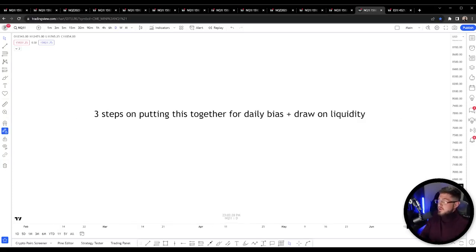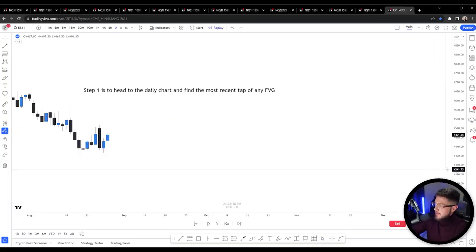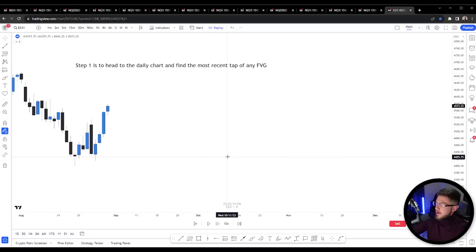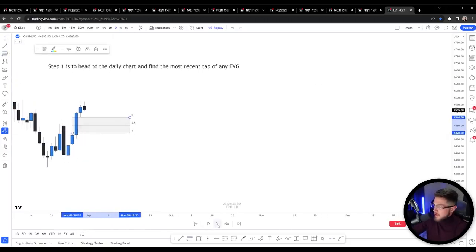Now, let's go ahead and get started on the 3 steps on how to put this together in a mechanical way to establish bias and find your draw on liquidity. So step 1 is you're going to head to the daily chart and wait for a fair value gap to form, and watch for the most recent tap. So we're going to mark out this fair value gap right here.